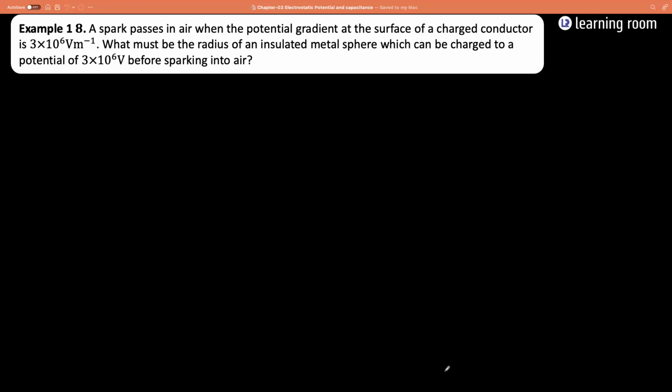Do this one. A spark passes in air when potential gradient at the surface of the charged conductor is 3 into 10 power 6 volt per meter. dV by dr is equal to 3 into 10 power 6 volt per meter. What must be the radius of an insulated metal sphere which can be charged to a potential of 3 into 10 power 6 before sparking into air?